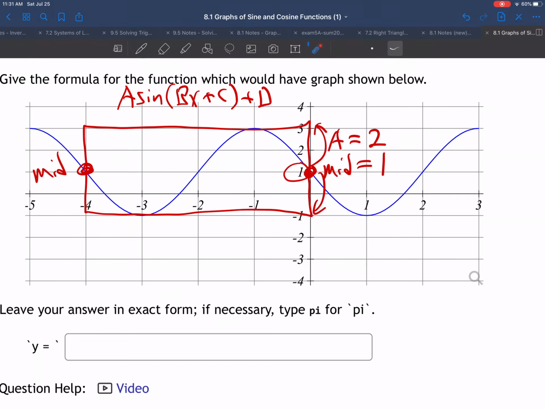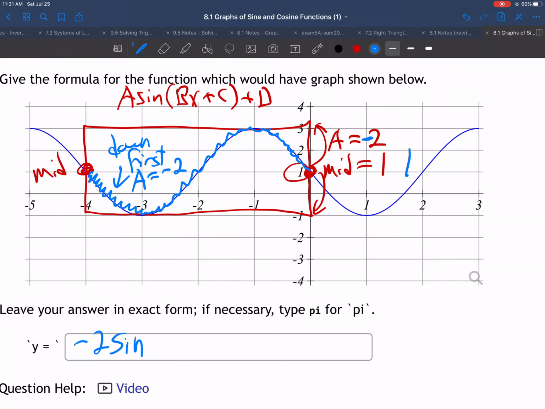But hold on. Our graph, in this box, goes down first, then up. Right? Let me be really, really clear for you on this. Let's just look at it going down first. So that's A is -2, because a sine graph that goes down first is a negative sine. So A is -2, and our D is 1, because that's what the middle is.